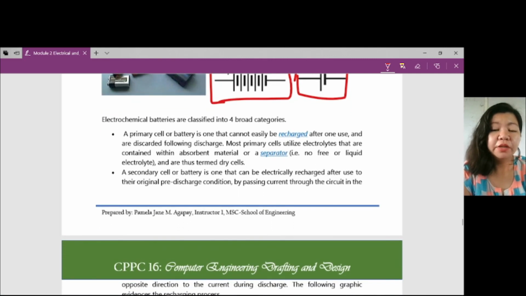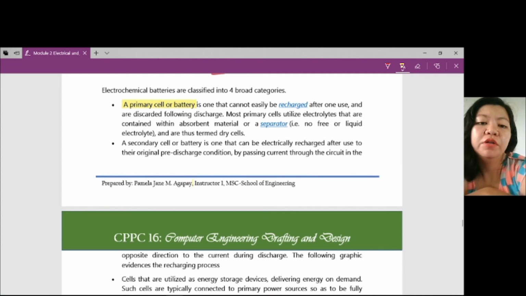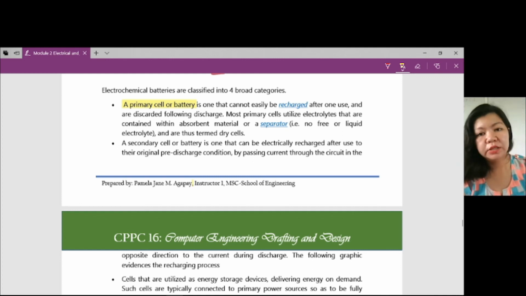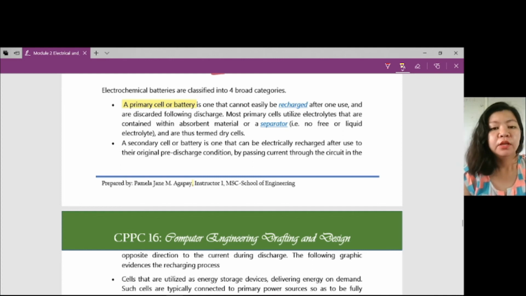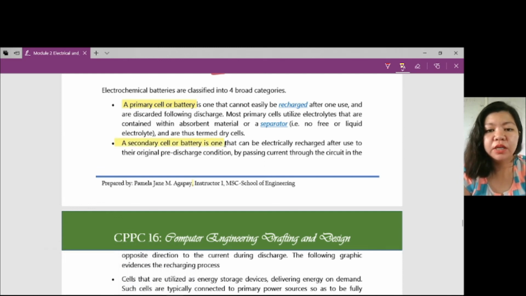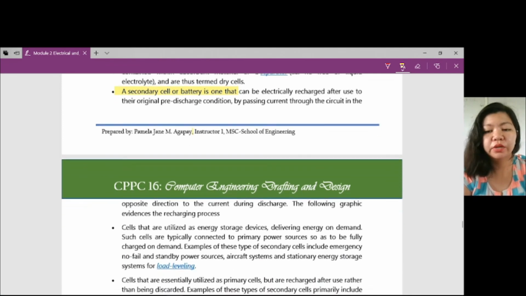Now, electrochemical batteries are classified into four broad categories. We have the primary cell. So a primary cell or battery is one that cannot be easily recharged after use. Now, the primary cell is the one that cannot be recharged. So ito yung mga usually dry cells na pag nagamitan natin is out na. Now we have also our secondary cell or battery, which is one that can be recharged. So these are our chargeable batteries right here that we can use for our circuit.